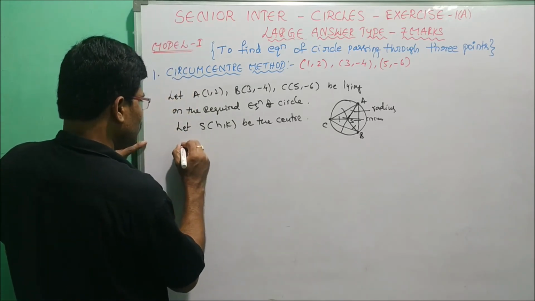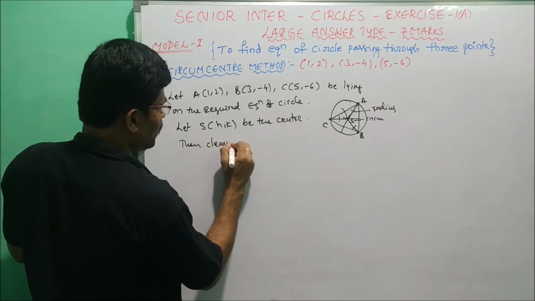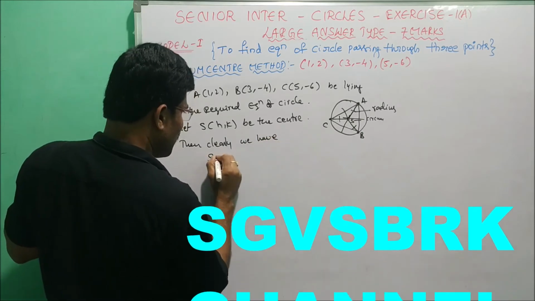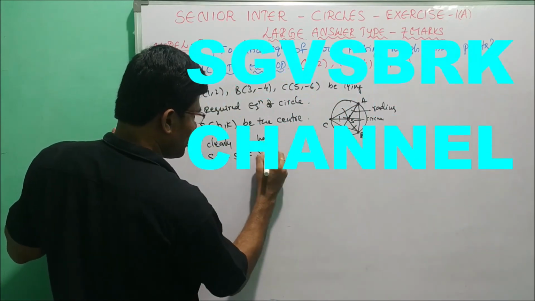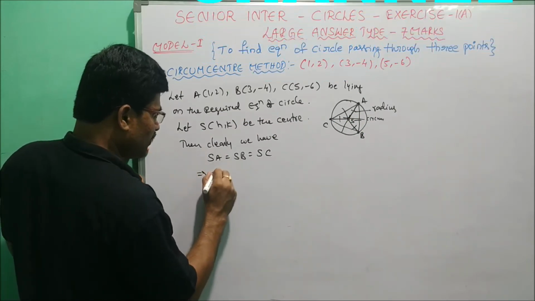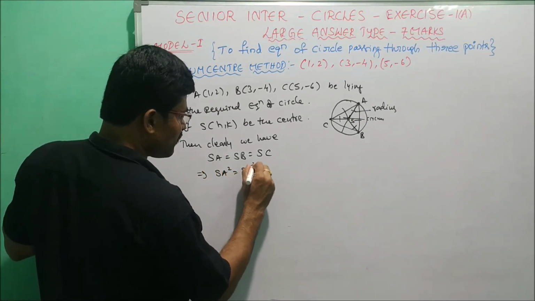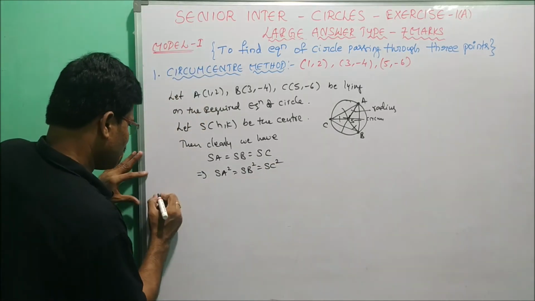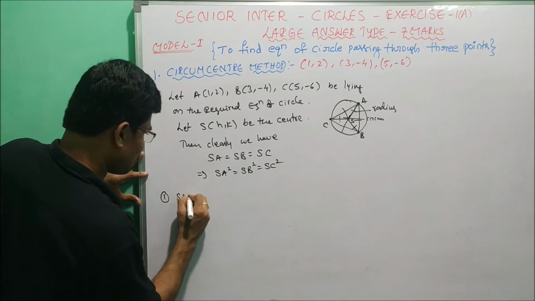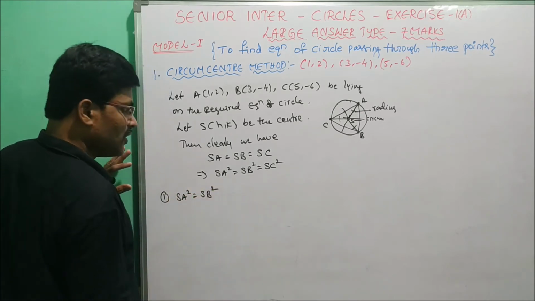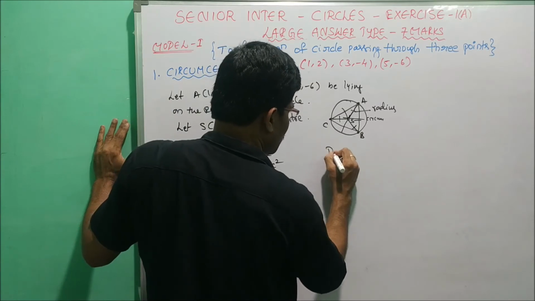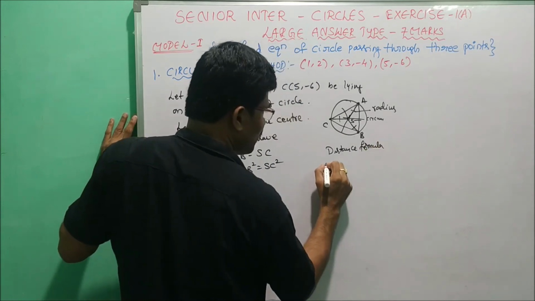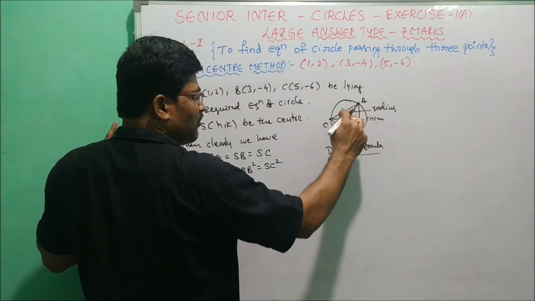Then clearly we have SA equal to SB equal to SC. Now squaring, SA square equals SB square equals SC square. Now here we take one condition: SA square equal to SB square. Using the distance formula, here we write the distance formula, the formula for the length between any 2 points.